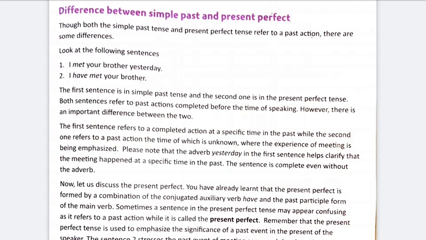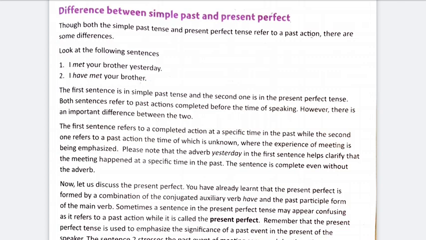Now look at the example. I met your brother yesterday. Yesterday is indicative of a specific time in the past. So here, I met, the second form of the verb, means simple past tense. And in the second sentence, I have met your brother. The action of meeting is already over, but there is no specific timing of past indicated here. The meeting is over, but the effect is still there. So it is expressed in present perfect tense.